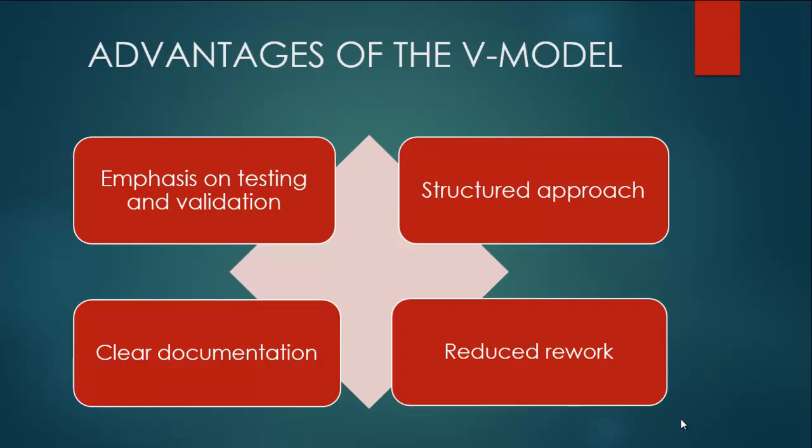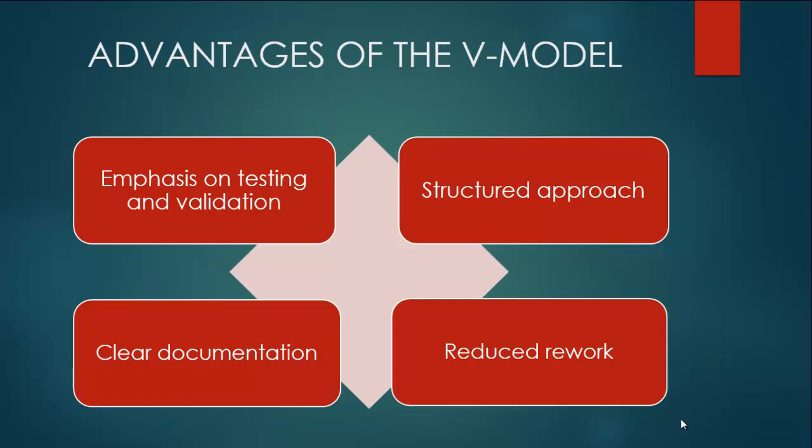So what are the advantages of the V model? The advantages of the V model include emphasis on testing and validation, which is also the strength of the Spiral model. It emphasizes testing and validation at each stage of the development, and this will further lead to improvement in the quality of the product, and it also reduces the likelihood of errors and defects that may arise. Another advantage is that it has a structured approach. Because of this structured approach, it ensures that all requirements are met and all necessary tests completed.